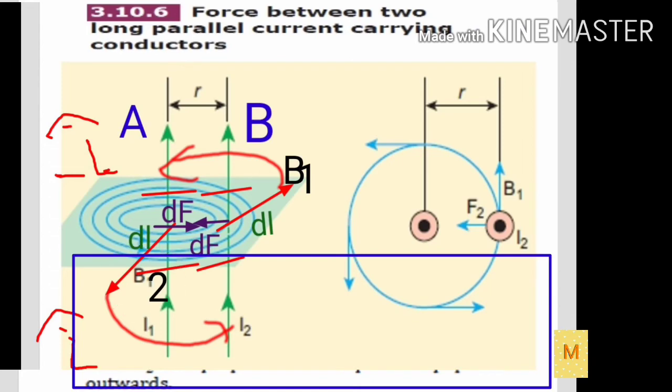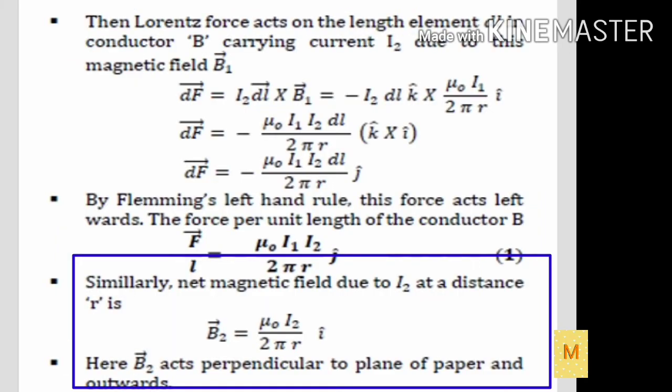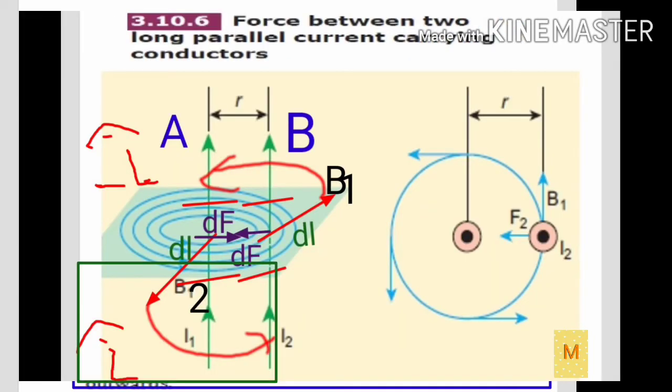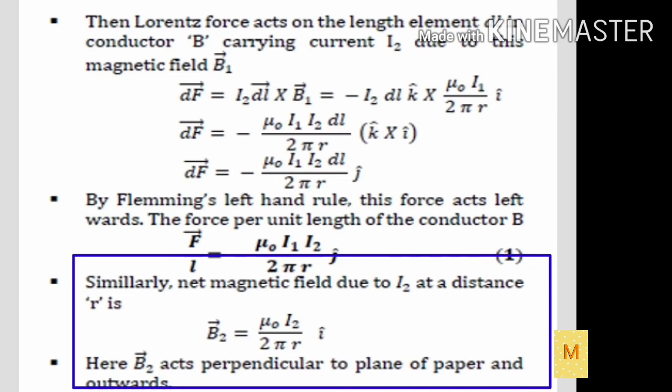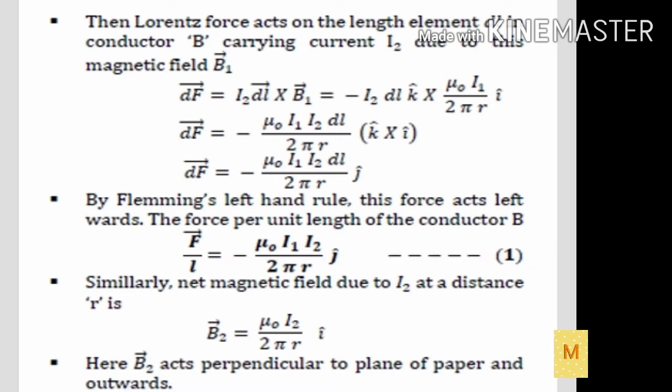Similarly, the net magnetic field due to the current I2 at a distance r can be written as B2 vector is equal to mu naught I2 by 2 pi r into i cap. Why are we putting i cap? Because the magnetic field is acting in the positive x direction. So we are putting i cap. And this B2 is acting perpendicular to the plane of the paper and outwards.